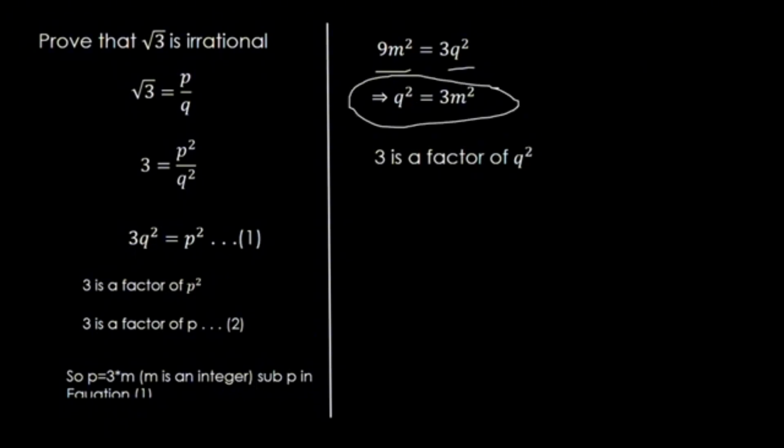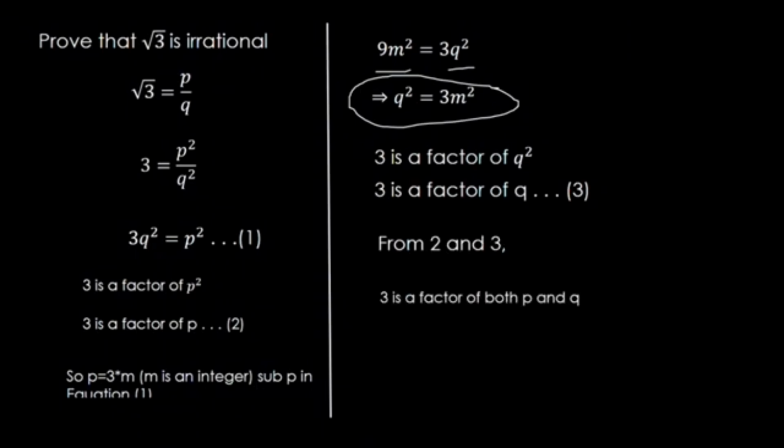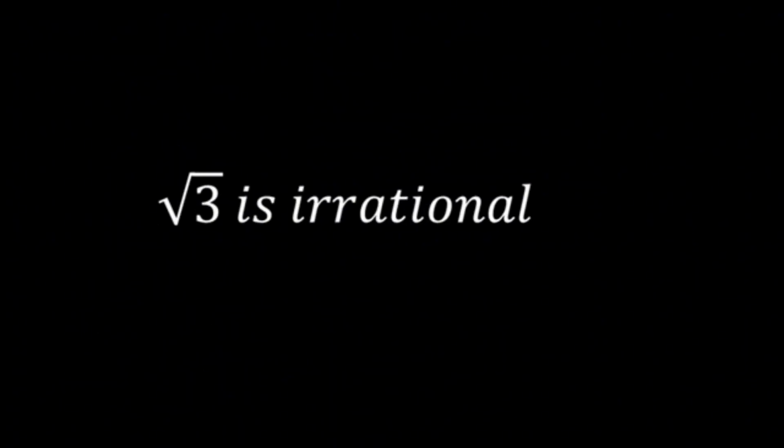Therefore, 3 is a factor of q. Hence, from here, this contradicts our initial proposition that p over q can be further simplified. Hence, contradicting our initial proposition that root 3 is rational. Hence, root 3 is irrational using proof by contradiction.